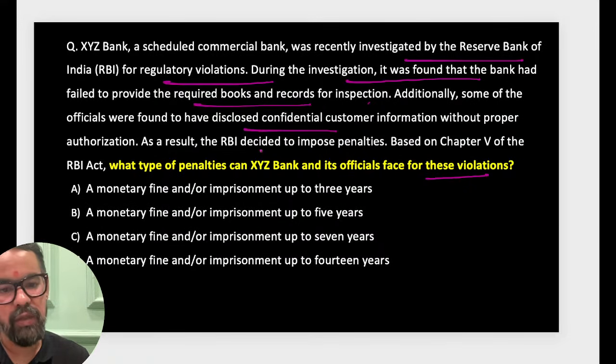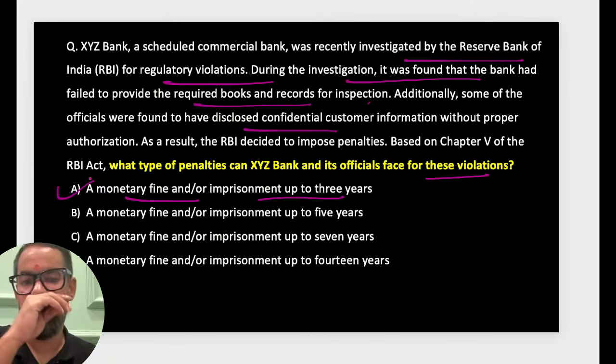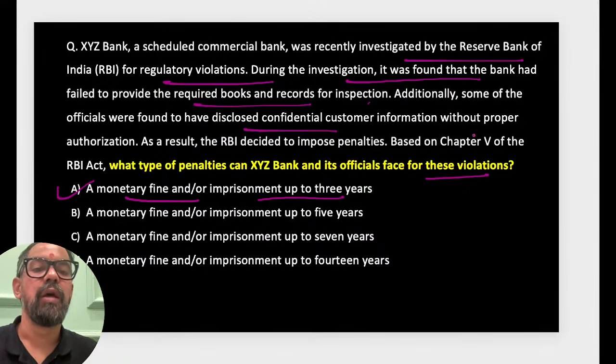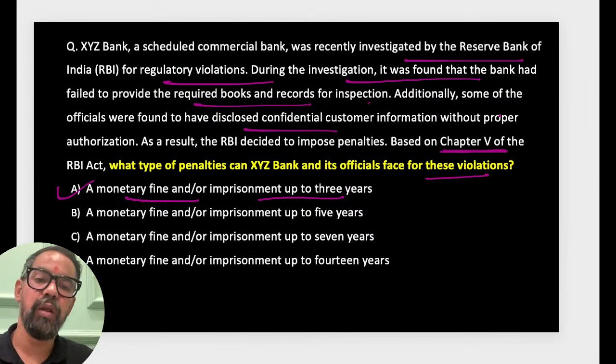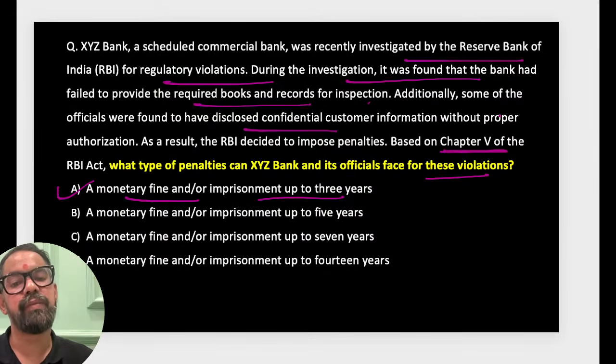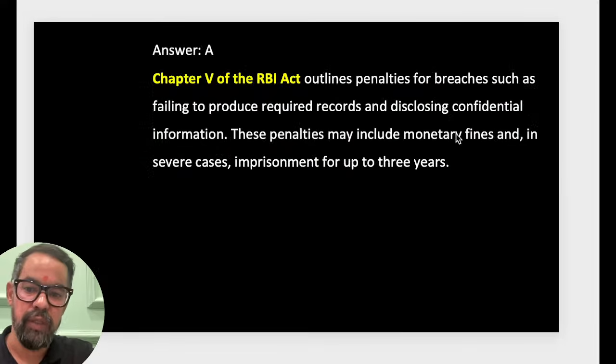Okay, people are saying A. Chapter 5, a monetary penalty and fine, imprisonment up to 3 years. Yes, absolutely right. As per the penalties, everything related to penalties is generally mentioned under Chapter 5, and the faulty person can have a monetary penalty as well as imprisonment up to 3 years. So A will be the right answer for this one.